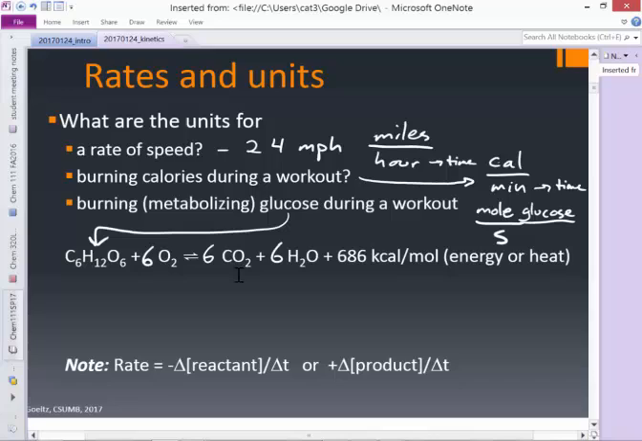Someone give me a number. 13. Sounds like my daughter telling me what time it is. Okay, let's do 13. 13 moles is a lot of CO2 per, let's say, hour. I have a rate because I have an amount of CO2 per hour. So this is 13 moles of CO2 per each hour. I don't want CO2, I want glucose. How much glucose is metabolized per hour?